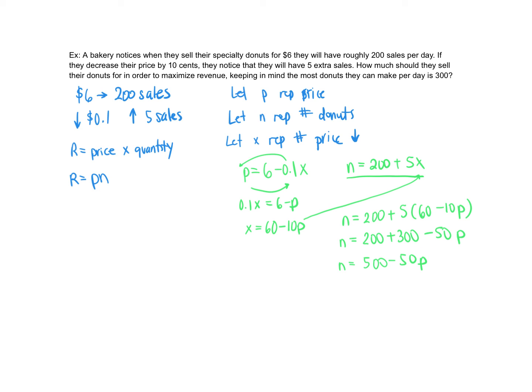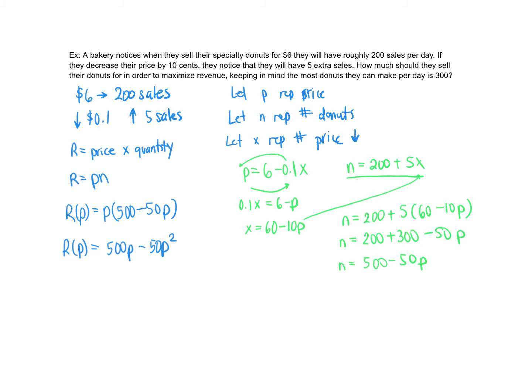And now I'm ready to go into my revenue equation and write it all in terms of price. The revenue is going to equal the price times the number of donuts, but we now have a nice equation for the number of donuts in terms of the price. So that's ready to go. I'm just going to do a quick expanding here to make my life easier, so I don't have to do a product rule. And I'm also going to write my restrictions.